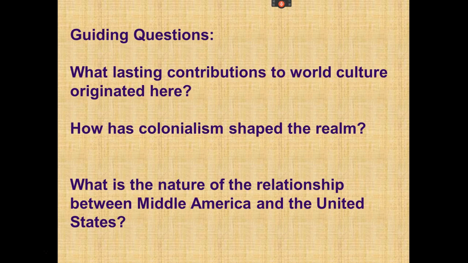Here we have some guiding questions to guide our investigation of this realm.